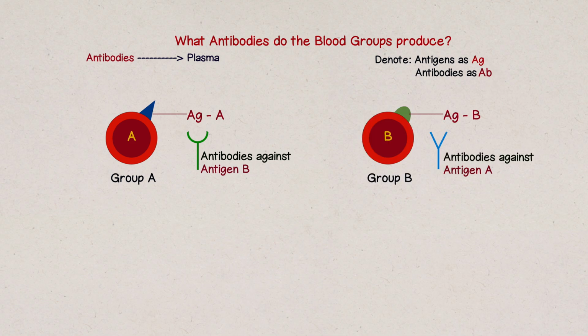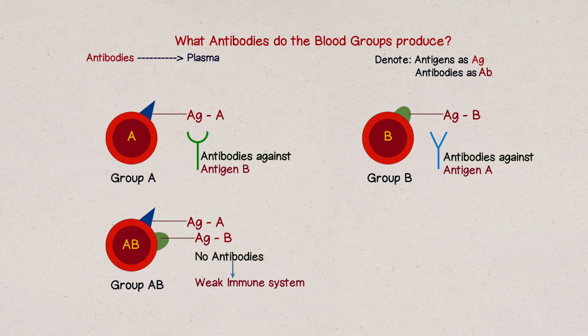Similarly, if we belong to blood group B, our blood will not recognize the antigens of group A, so we produce antibodies against antigens of blood group A. If we belong to blood group AB, our blood recognizes both A and B, so we don't produce antibodies against anyone. This is why people with blood group AB are considered to have a relatively weaker immune system compared to other blood groups, since they have no antibodies.